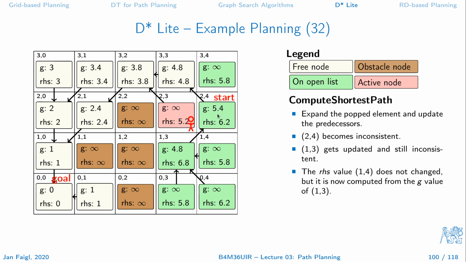And we update the neighboring nodes, right? So this one, the shortest path from this node is using this upper node. So 4.8 plus 1.4 is 6.2. We are not updating the G value. And the same happens here.